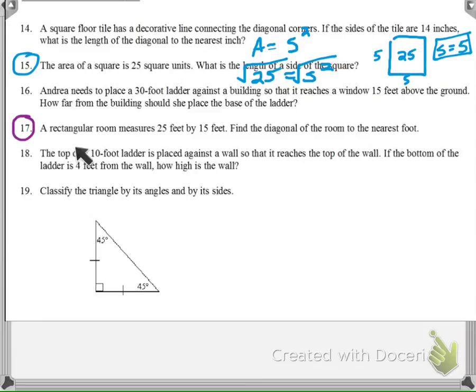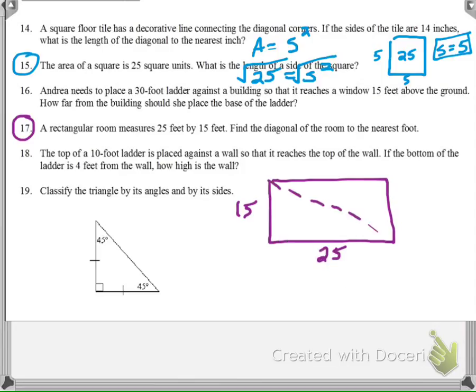Alright, number 17. We have a room. This time it's a rectangle, 25 by 15, and we're trying to find the diagonal. Again, it's a diagonal, which probably means it's going to make what? Yes, a right triangle. Okay, so I have a 15 by 25 room. The diagonal is going across it, and I see a right triangle. So I'm looking for C.